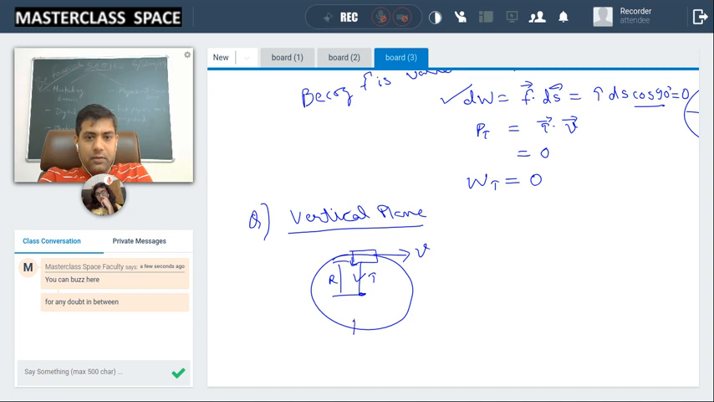From this point A to point B, you are whirling it. So tell me, work done by tension in moving a body from A to B. Work done by tension in moving a body from A to B. What? Work done by gravity. Work done by gravity in moving a body from A to B. What? Tell me.